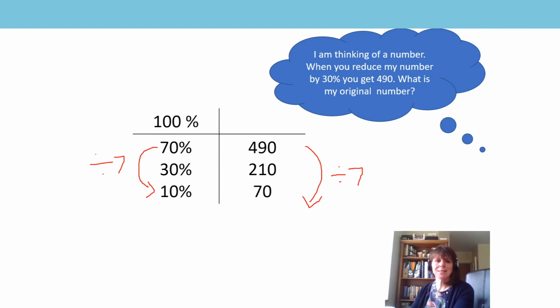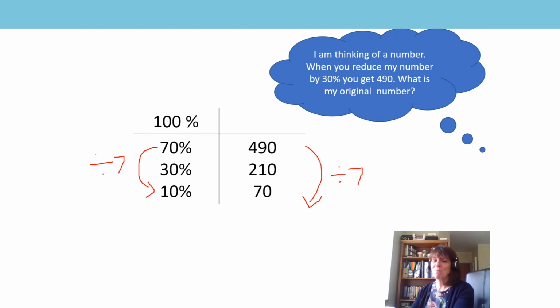And now I've got 70% and I've got 30%. I could just add these two numbers together to work out the original number, because if 70% of the original number equals 490 and 30% of the original number equals 210, the original number equals 490 plus 210, which equals 700.